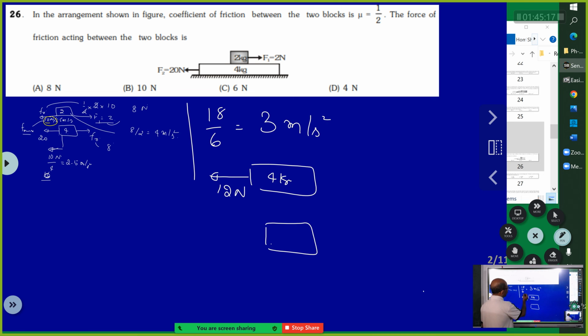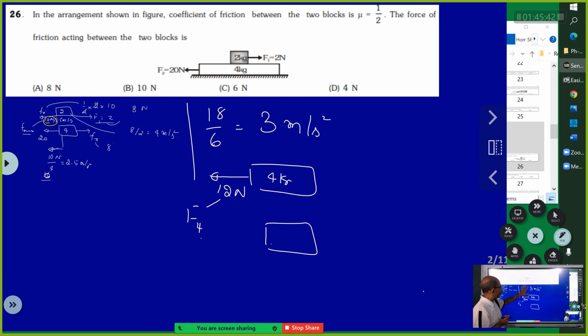Okay, 12 is the net force on this 4 kg. See, I am considering now the net force on the system. Assuming both the masses are going together, the net force is going to be 20 minus 2, which is 18. Are you there with me, others? So the net force will be 18.